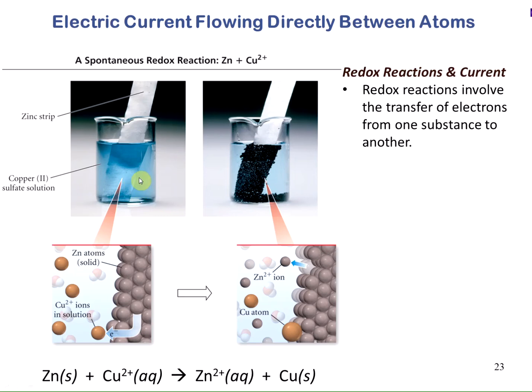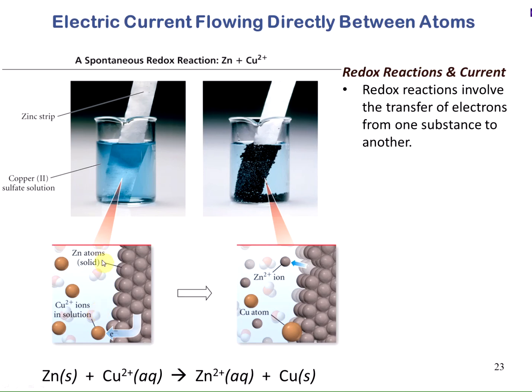So in the beginning of this process, we actually have a zinc strip here. So it's a strip of zinc metal, and it's submerged in a copper 2+ sulfate solution. So if we look at that on the atomic scale, we have the zinc metal here, so we've got the solid form here, and we have the copper 2+ ions in solution.